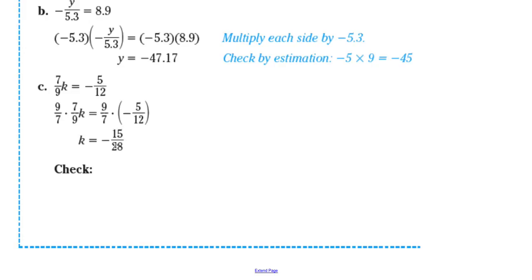Checking our answer, we simply substitute negative 15 over 28 into our original equation. And then we get negative 5 over 12 is equal to negative 5 over 12, and our answer checks out. Okay, let's take a look at example number 2.